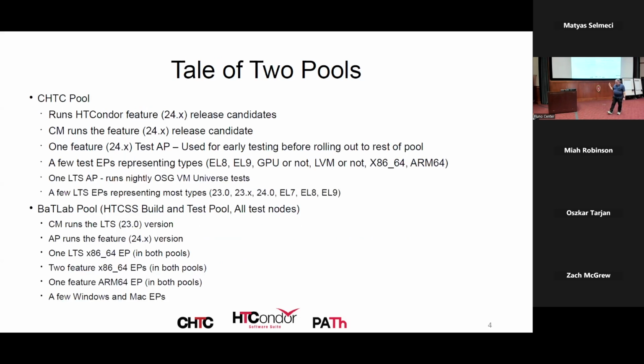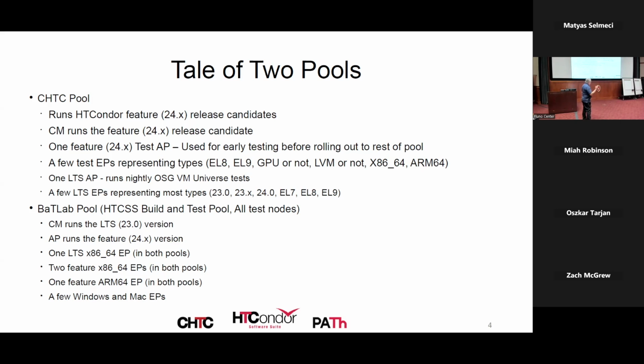So two pools that I work closely with are our CHTC pool and our BAT lab. The CHTC pool runs primarily the feature version, our latest 24.X. So the central manager is running 24.X. And we have a test AP that we use for early testing. And then we have a few test EPs. And we try to cover each operating system, whether or not they have a GPU, and CPU architecture.